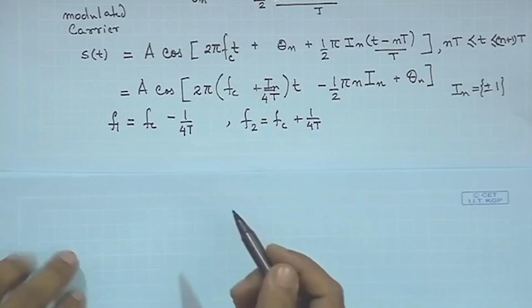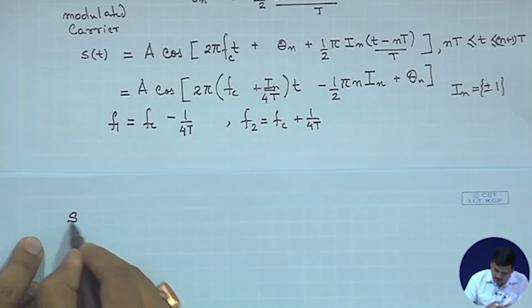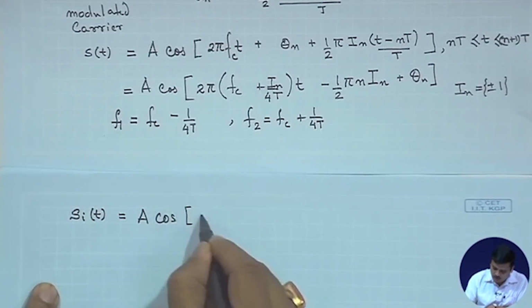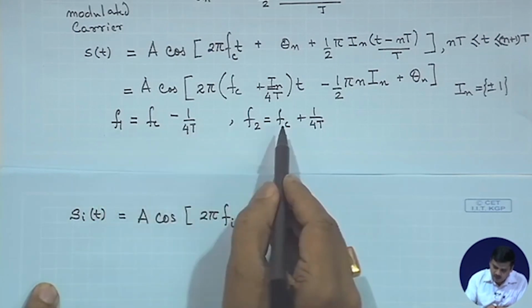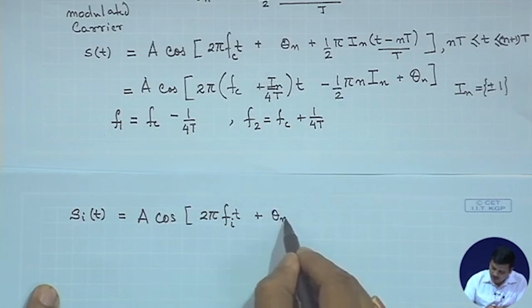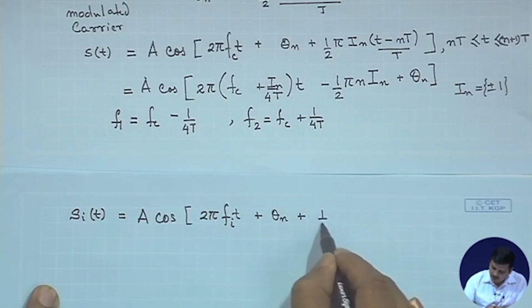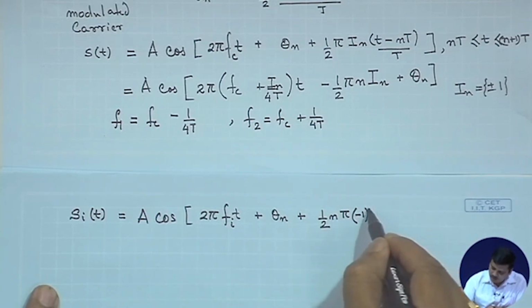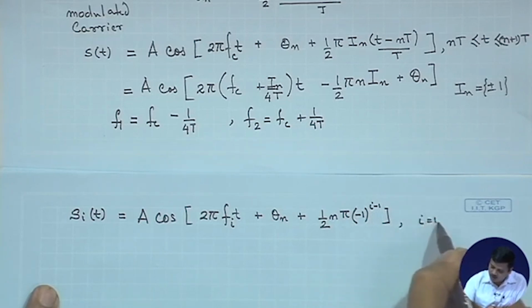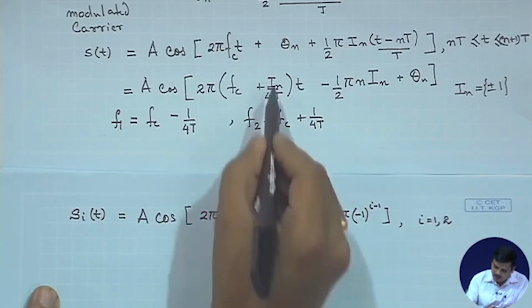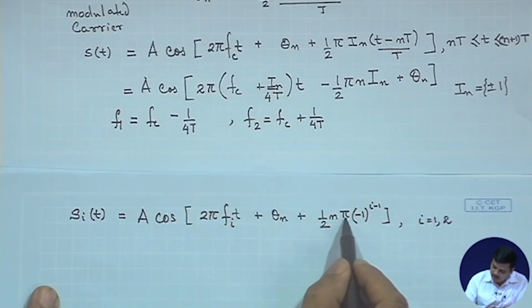So, moving forward with this expression that we have just generated, what we could write is that we have two signals. We could write S i of t is equal to A cos 2 pi f i t plus, we have theta n from here, which we keep as theta n, plus we have 1 upon 2 n pi, and we have minus 1 to the power of i minus 1, for i equals 1 and i equals 2. So, if i equals 1, you have A cos 2 pi f 1 t, that means there is a minus over here, and n pi minus.